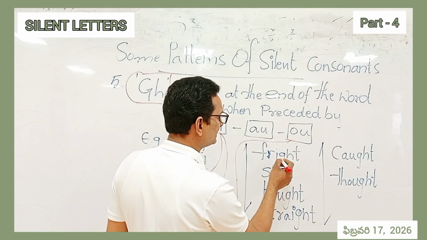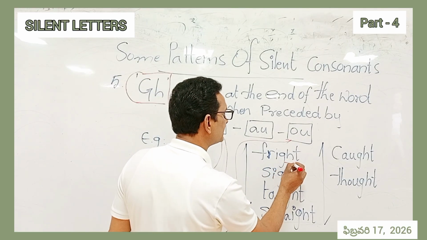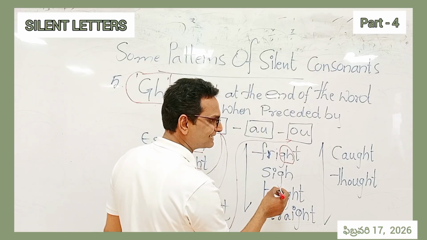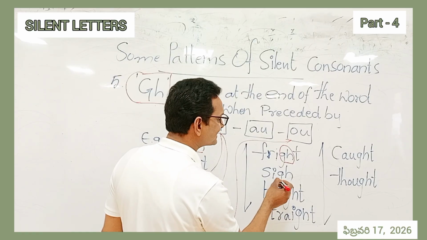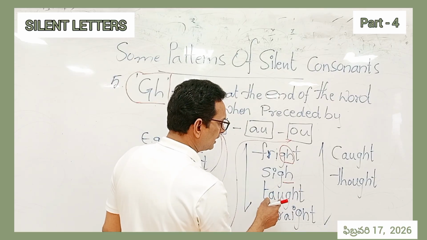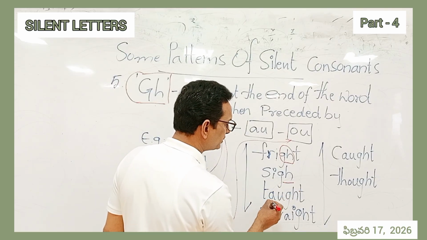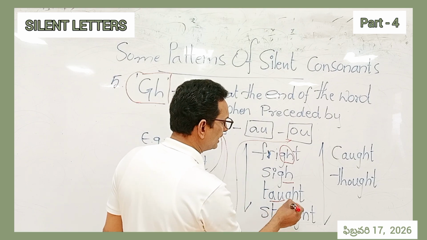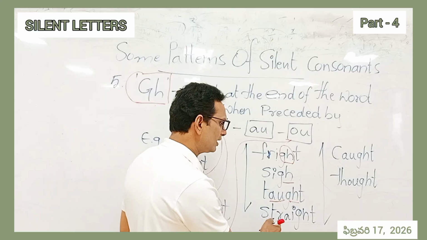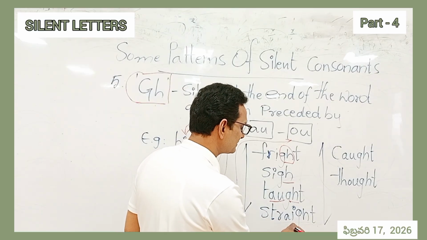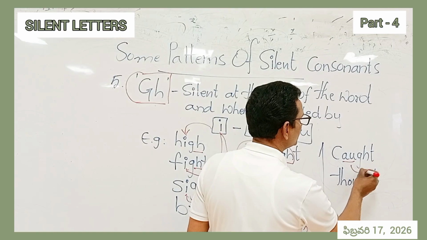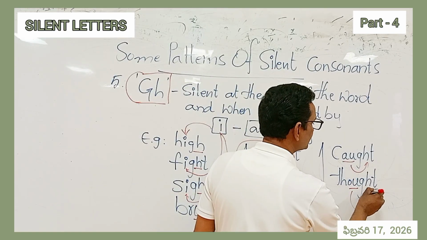Similarly, FRIGHT, GH is silent, I is present. SIGH, just a sigh. GH is silent. And TAUGHT, AU is present in this combination, and this GH is silent. Similarly, STRAIGHT, I is present, so GH is silent. And where AU is present, GH is silent. Where OU is present, GH is silent.